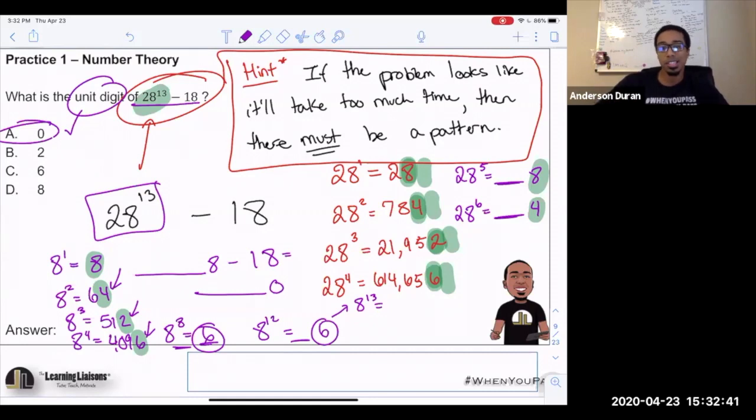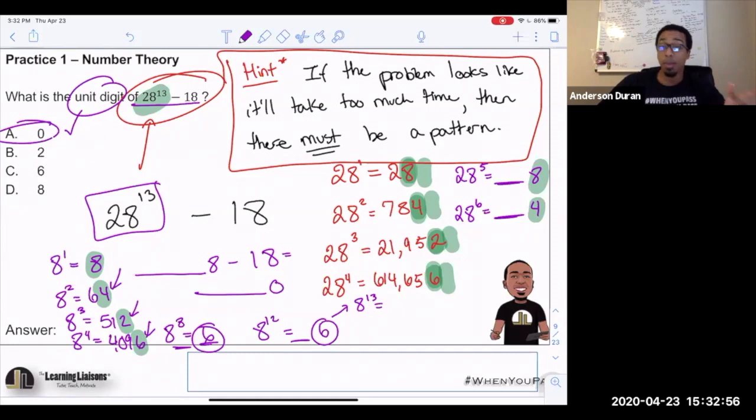So Kristen says, is there a shortcut to know how long it takes for a unit digit to repeat? Kristen, the maximum it'll take is 4 iterations. I can tell you that right now. For any number from 0 to 9, the maximum number of iterations it always takes is 4.